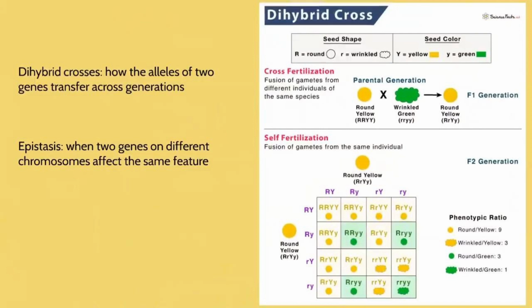So to try and understand this, we're going to go through an example, and we're going to talk about a plant, and we're going to talk about two genes. We're going to talk about the seed shape and the seed colour. So we can have a seed shape of round or wrinkled.